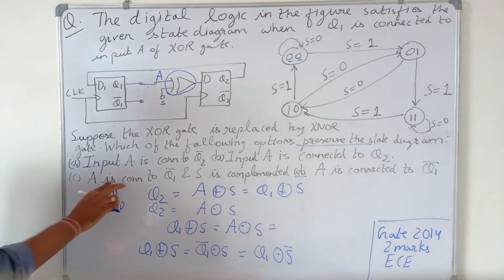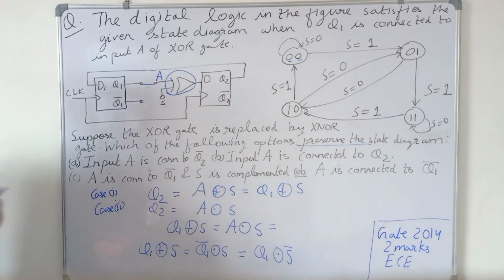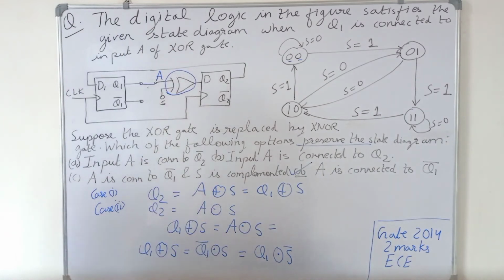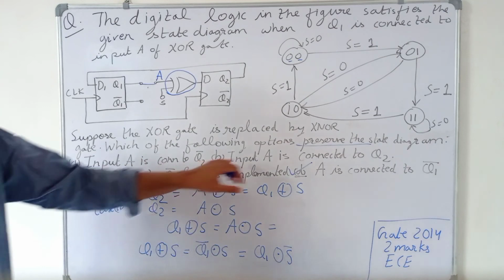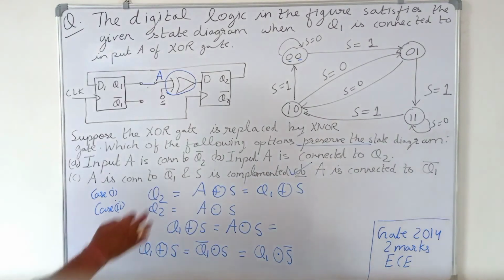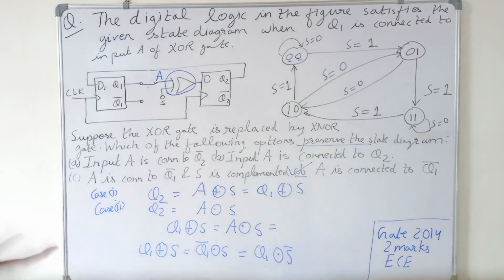In option C, both are given at the same time: A is connected to Q1 bar and S is complemented. So this option cannot be correct. Option D is correct, because in option D it is said that A is connected to Q1 bar. Options A and B are about Q2 bar, input A connected to Q2 bar, so that is not relevant at all. Either A has to be connected to Q1 bar or S has to be complemented, so only option D satisfies this equation. So option D is correct.